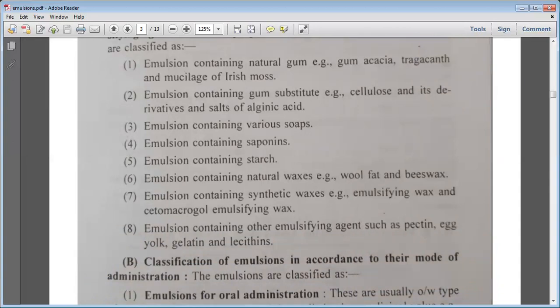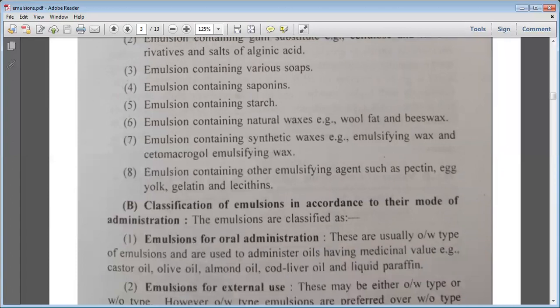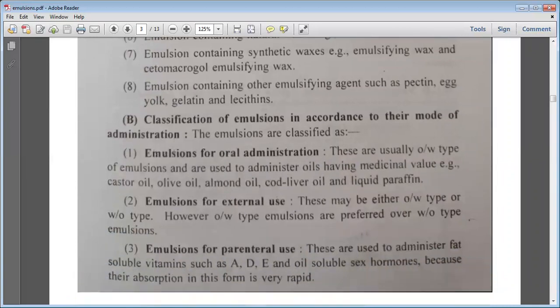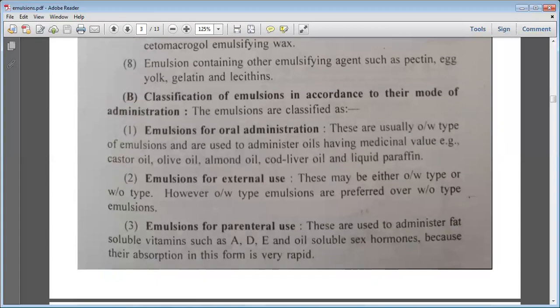So this is the classification given according to the type of emulsifying agent used. Now the next classification is based on the type of administration of emulsions. Emulsions for oral administration are usually oil by water type emulsions and are used to administer oils having medicinal value. Examples are castor oil emulsion, olive oil emulsion, almond oil emulsion, cod liver oil emulsion, and liquid paraffin emulsion. These are the different emulsions which can be administered orally, where the oils have a minute quantity of medicinal active substances in them.